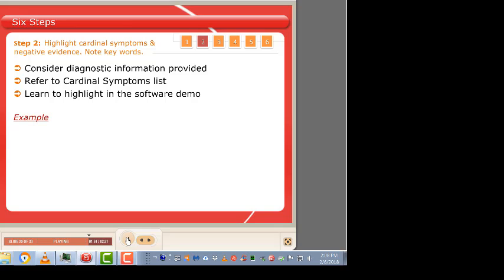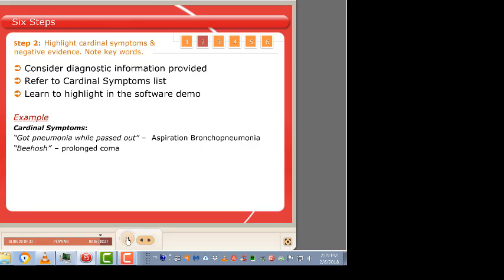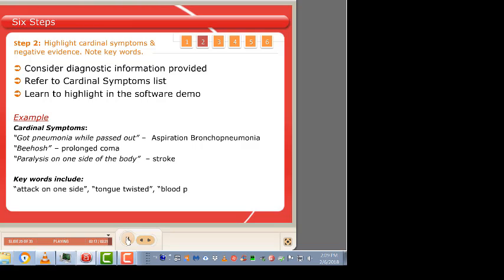In our example, careful reading of the narrative reveals that the cardinal symptoms are aspiration bronchopneumonia, mentioned as got pneumonia while passed out, prolonged coma or behosh, and stroke indicated by the phrase paralysis on one side of the body. The keywords include attack on one side, tongue twisted, blood pressure, and behosh.